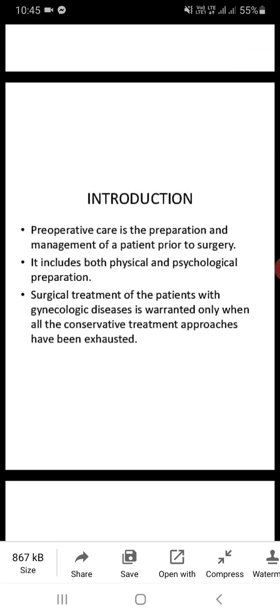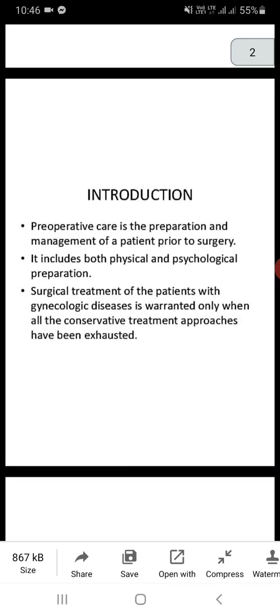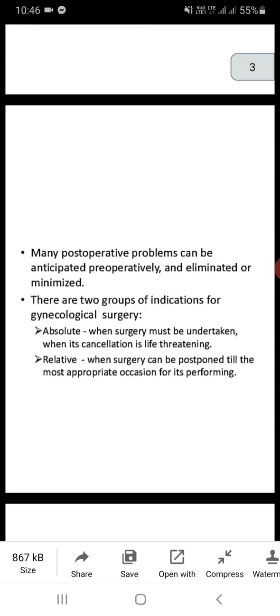Surgical treatment of the patient with gynecological diseases is warranted only when all the conservative treatment approaches have been exhausted. So we should do all the treatment approaches first, and only when they are fully finalized should we do the surgery. Then many post-operative problems can be anticipated preoperatively and eliminated or minimized. If we give accurate and timely preoperative care, we can avoid the post-operative problems.